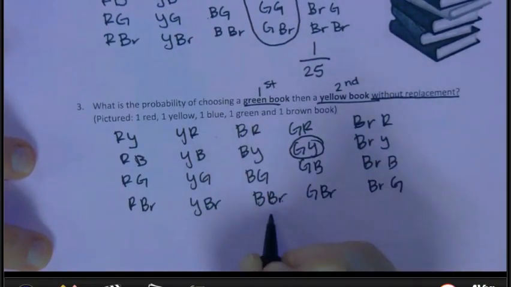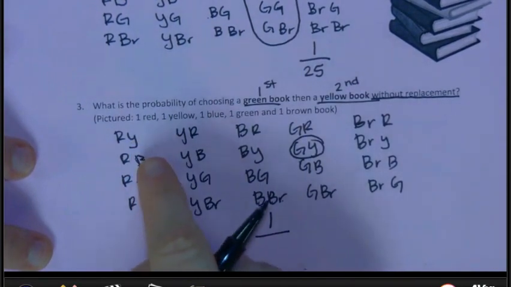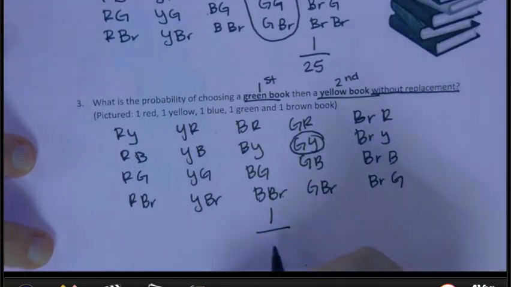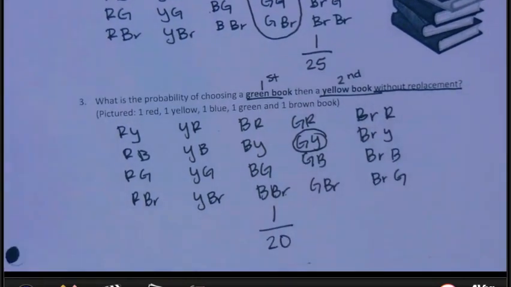And I have now 1, 2, 3, 4 in each column and 1, 2, 3, 4, 5 rows. So I now have a 1 out of 20 chance to get a green first, then a brown. Okay.